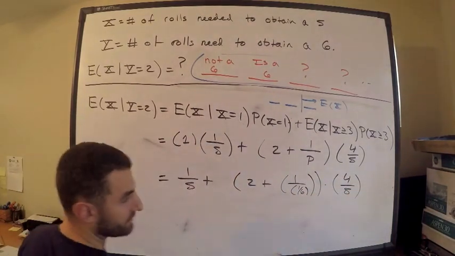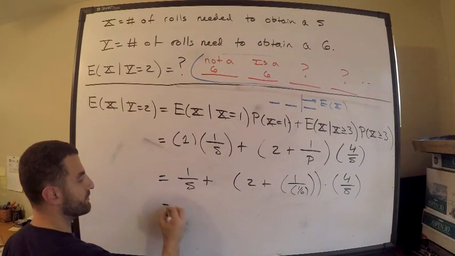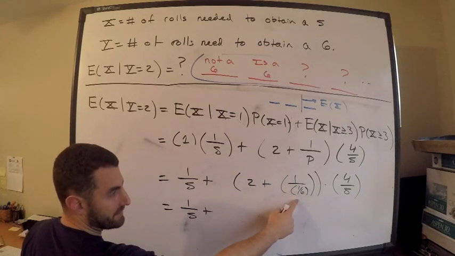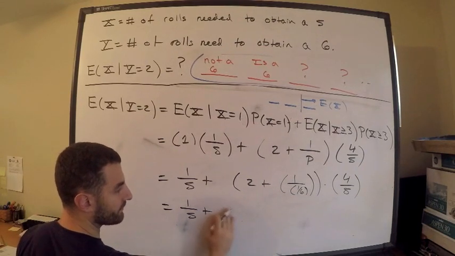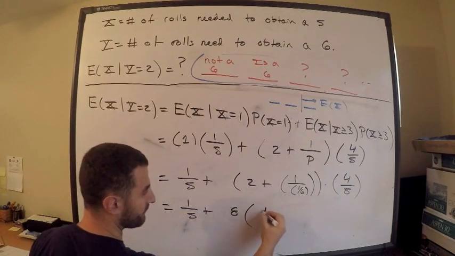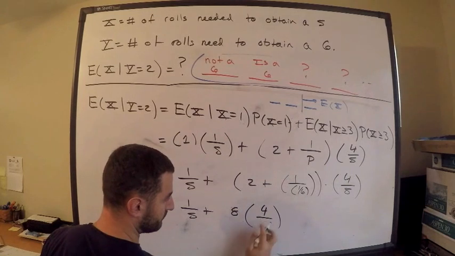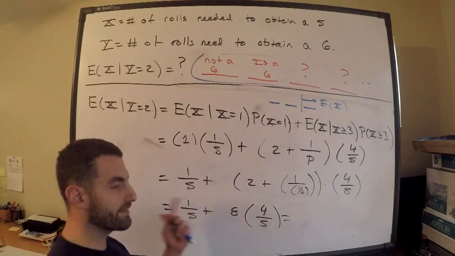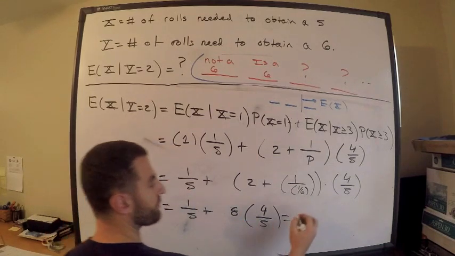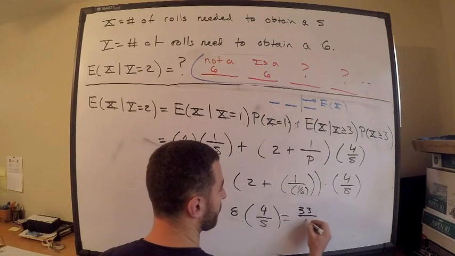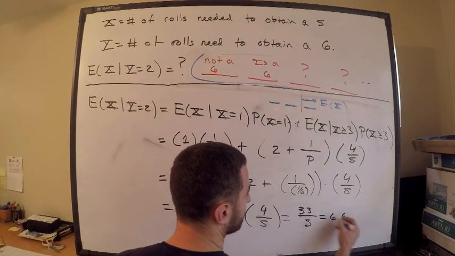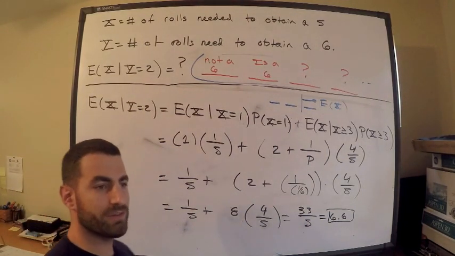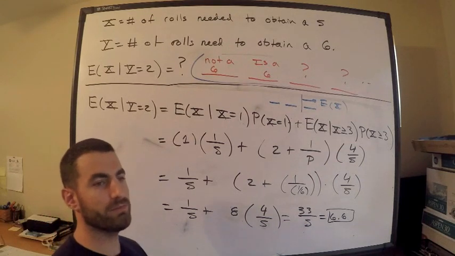Hopefully that makes sense. This is just the expected value of a geometric random variable. So this is equal to 1/5 plus, 1/(1/6) is 6, plus 2 is 8, times 4/5. Do whatever you do, just use a calculator if you want, or add these, multiply, add the fractions. This gives you 32 plus 1, so 33/5, which is 6.6. And you're done.